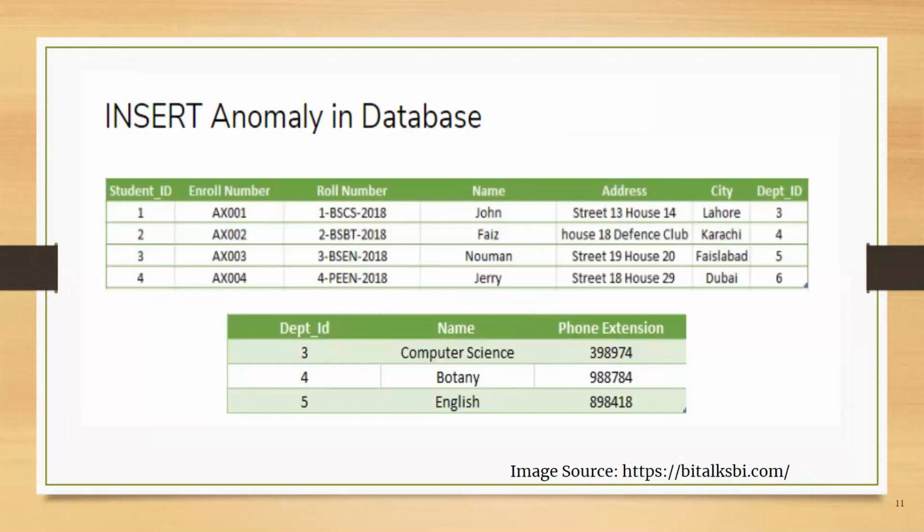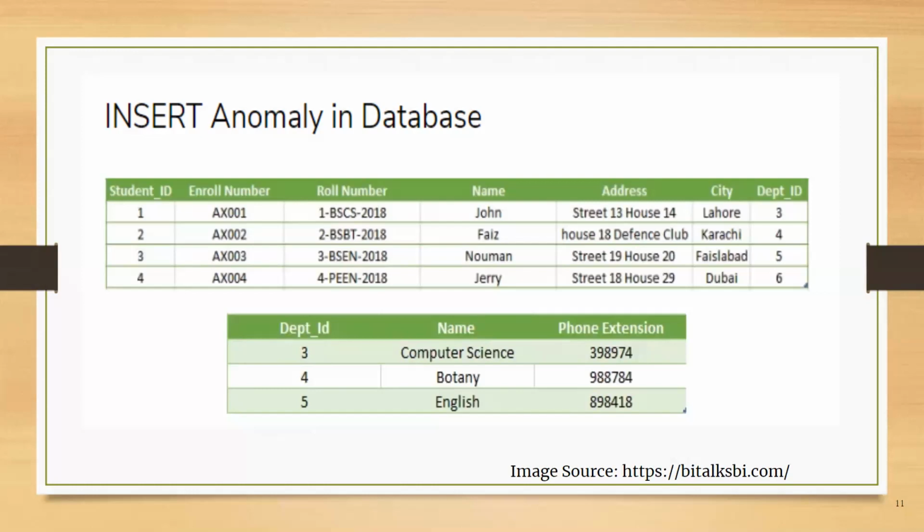Insert anomaly occurs when attributes cannot be inserted into the databases without the presence of other attributes. That is nothing but usually when a child record is inserted without a parent record. Here in this example, we have a student table and a department table. You can see that Jerry is a new student with department ID 6, and there is no department with department ID 6 in your department table. So this is an anomaly, that is nothing but a problem. The usual behavior should be a new department ID 6, and only then can a student have it.